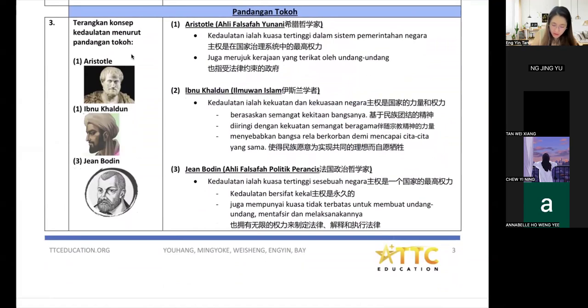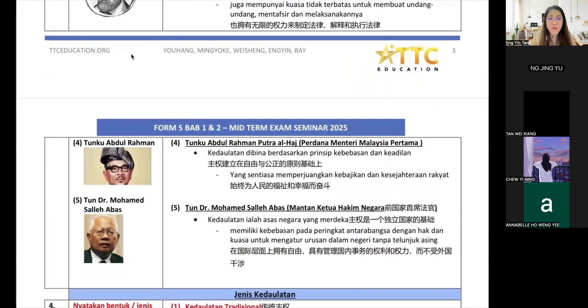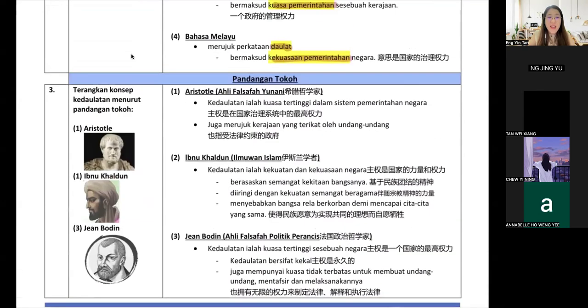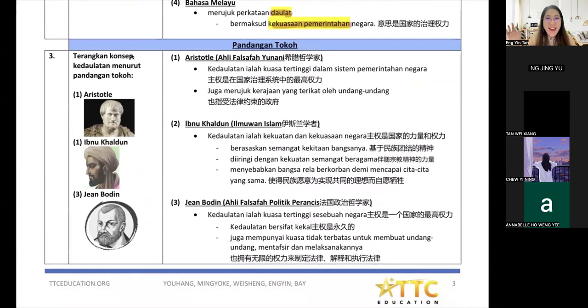So you need to tell me all these leaders: Aristotle, Ibn Khaldun, Jean Bodin, and then Tunku Abdul Rahman, Dr. Mohammed Saleh. Now, these two are Malaysian, so I put them on the next page. These three are from negara luar. This one, you can see, is a statue only. He's the ancient guy, a guy from Yunani, Greek. So remember, he's from Greek.